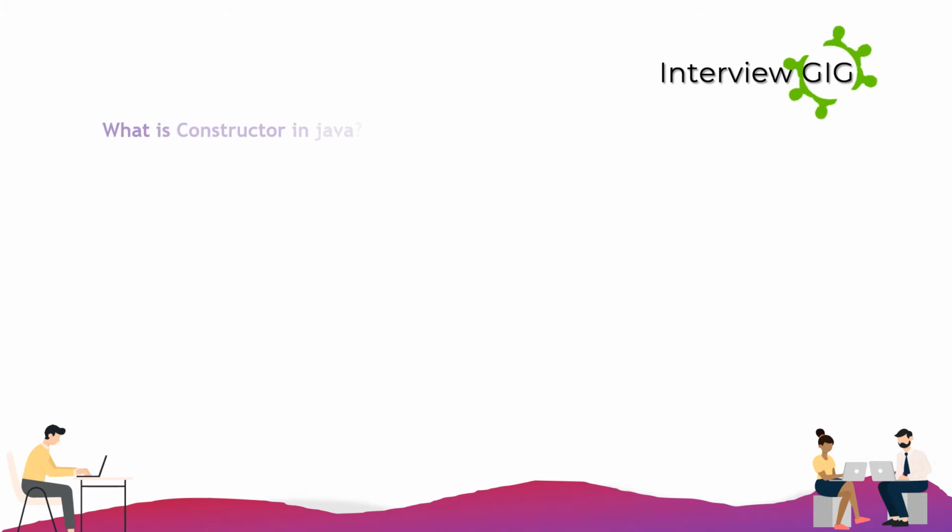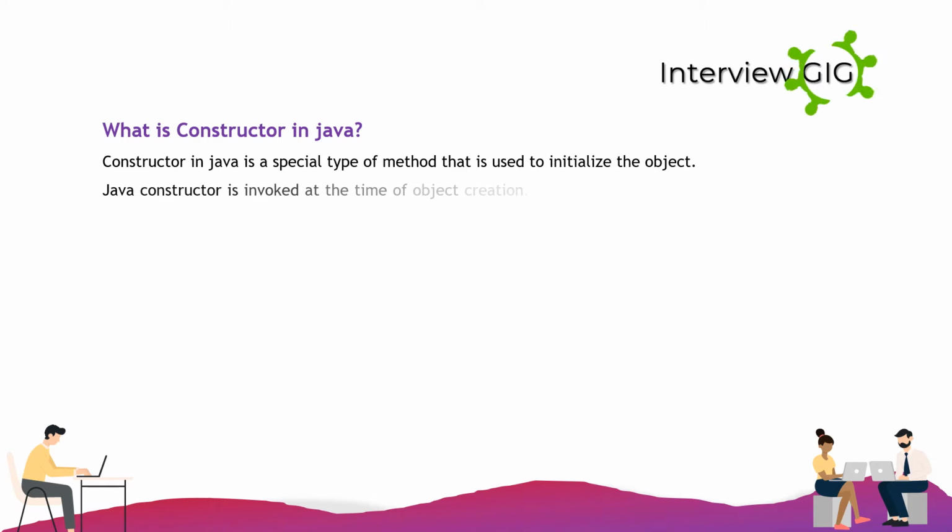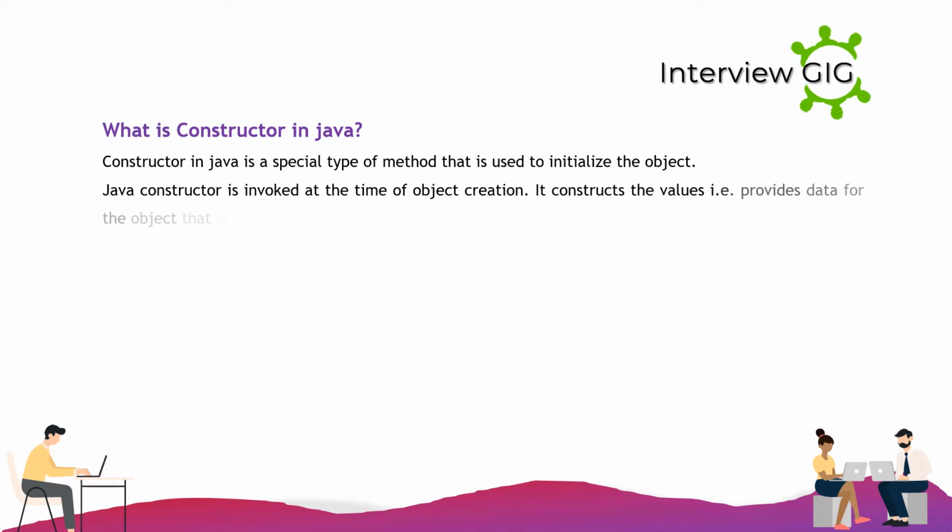What is a constructor in Java? A constructor in Java is a special type of method that is used to initialize the object. A Java constructor is invoked at the time of object creation. It constructs the values that provide data for the object, that is why it is known as a constructor.